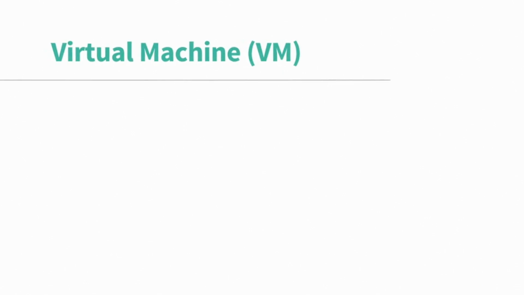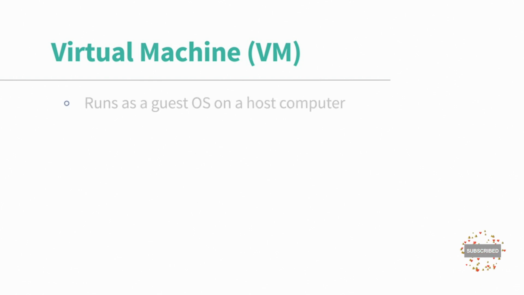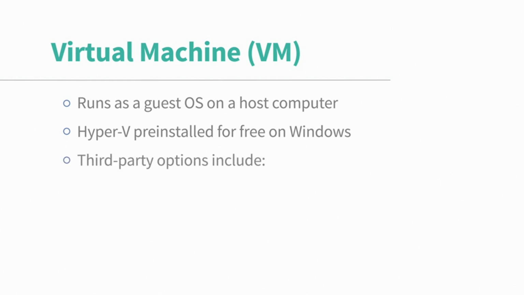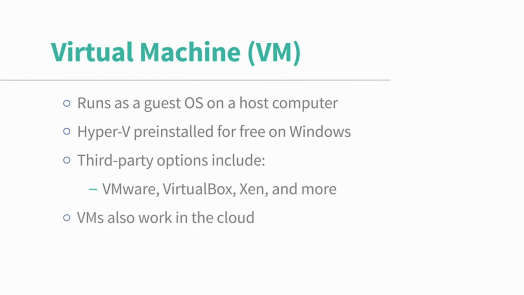All of these installation types can be done on a physical computer or using a virtual machine that runs as a guest OS on a host computer. Windows comes pre-installed with Hyper-V for virtual machines at no cost, but you still need to purchase licenses for operating systems. Other products include VMware, VirtualBox, Xen, and more. They all work in a similar way. You can even host these virtual machines at Azure, Amazon Web Services, and other organizations.